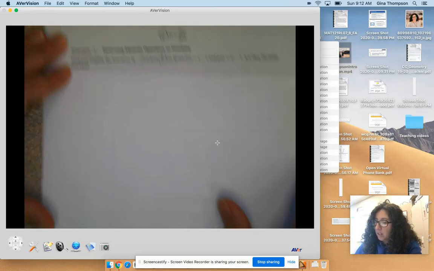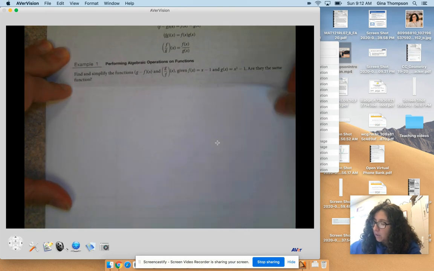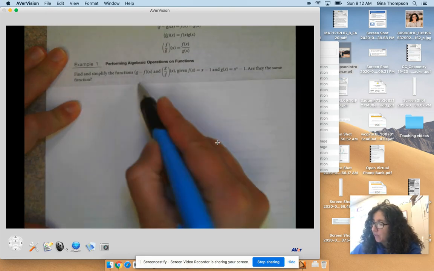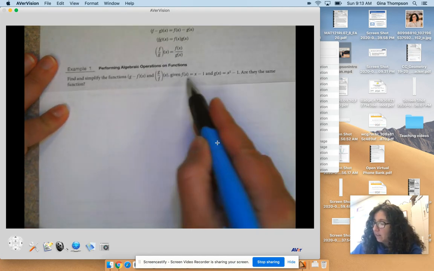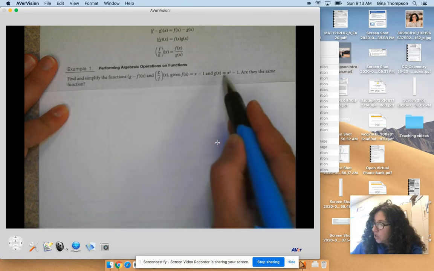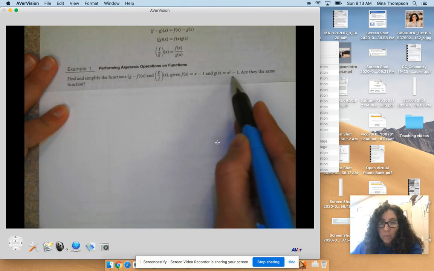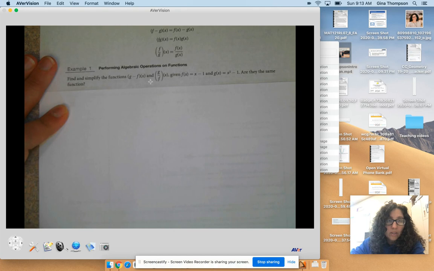Here we've got, it says find and simplify these functions, g minus f of x and g divided by f of x. And they tell us f of x is x minus 1, and g of x is x squared minus 1. Let's see if I can make this full screen. And they ask us, are they the same function?